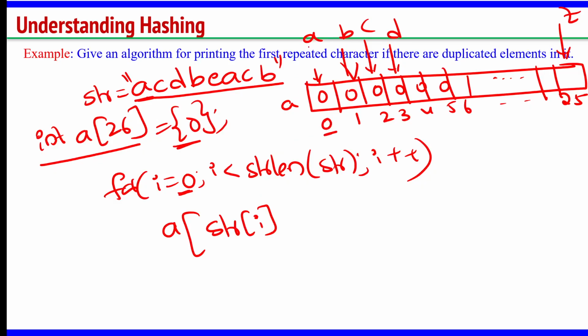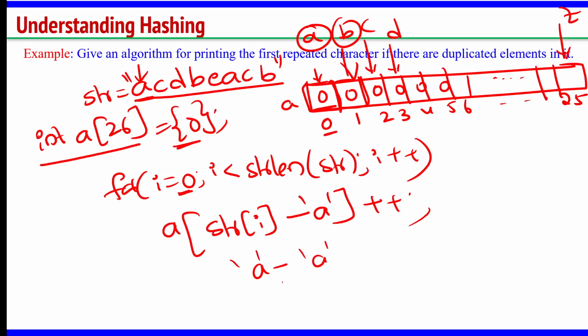We know the mapping: alphabet A, its position is this first box. Alphabet B, its position is the second box. How will I get that? If you subtract this by single 'A', just do this statement. a of str[i], that is str[0], 0 means A, character A minus character A, the ASCII value difference it will do, that is 0. So this box, that means a[0]. What is a[0]? This box. You do plus plus, means this will become 1 now.